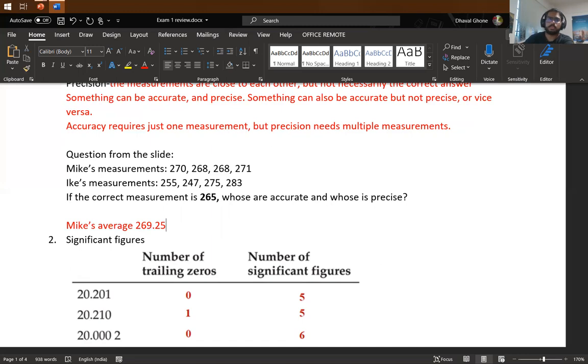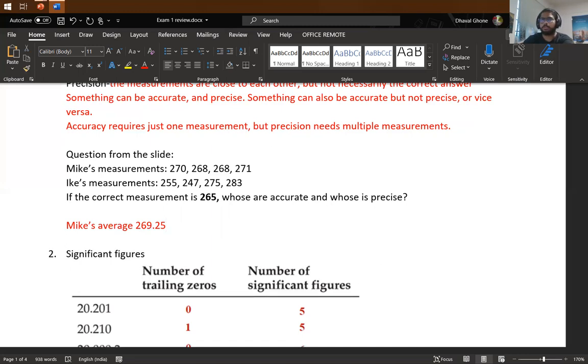So that's, we can say, 270, but for the sake of it, let's keep it like that. And Ike's average, let's calculate that one. 255 plus 247 plus 275 plus 283 divided by 4. His average came out to be exactly 265.